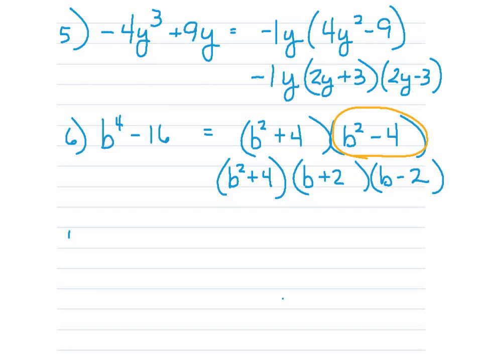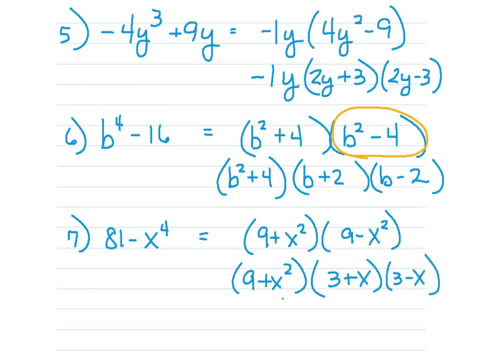Try number 7 on your own. 81 minus x to the 4th power. Factor that. Pause the video and then check your answer. Okay, so the factored form is 9 plus x squared, 3 plus x, 3 minus x.